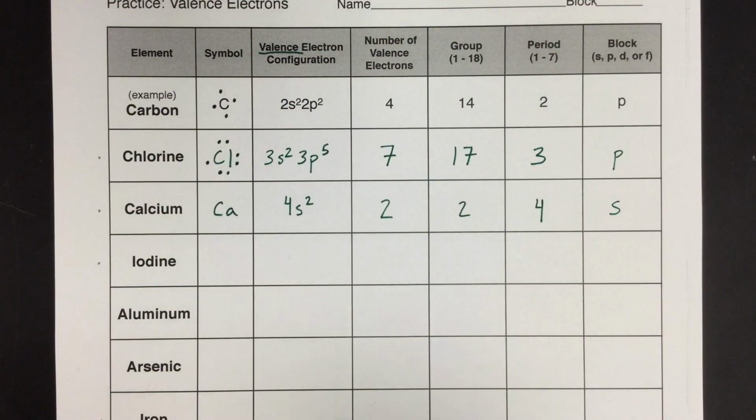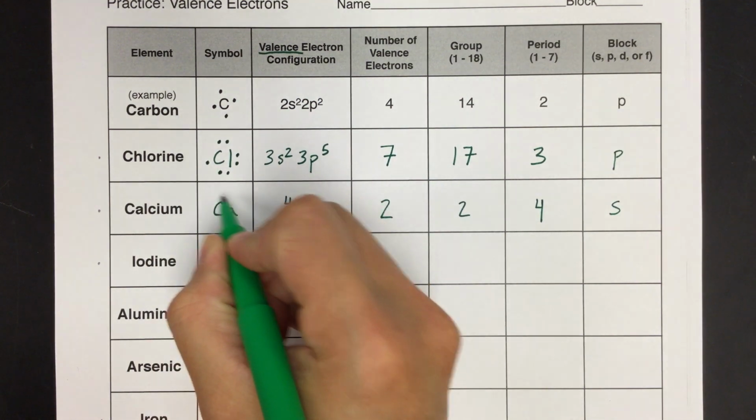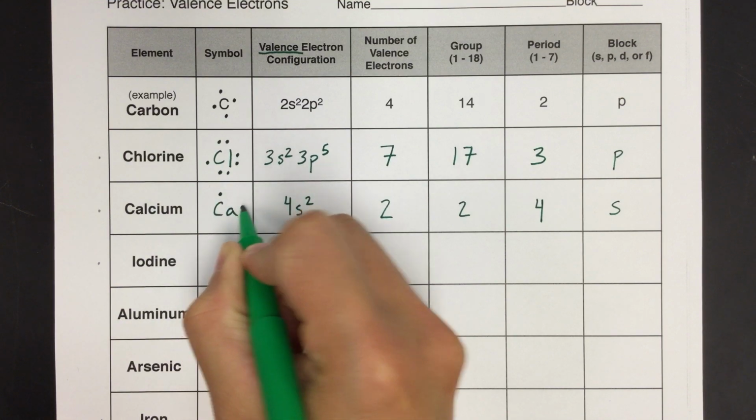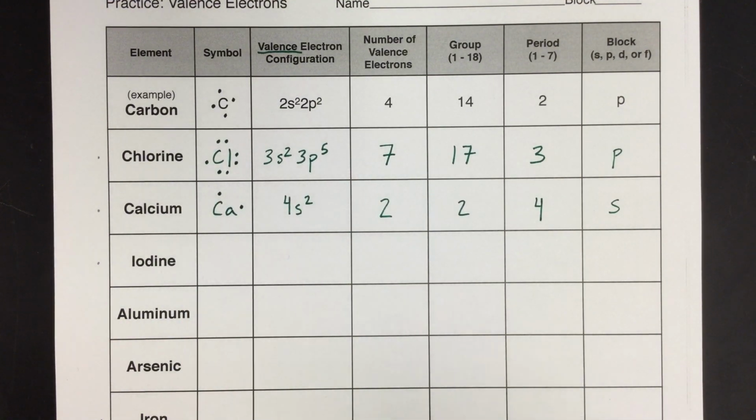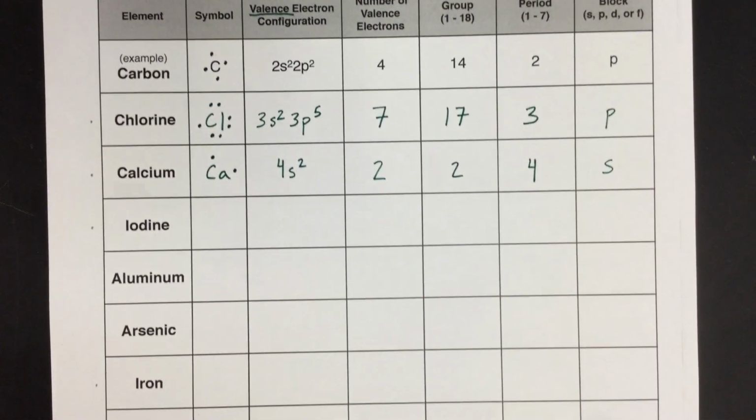Okay. We'll do a couple more, pretty good on time here. So we need to add our valence electrons, 2 valence electrons. So we'll do that. We'll try to go quickly through a couple more.